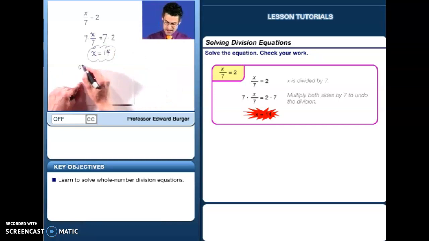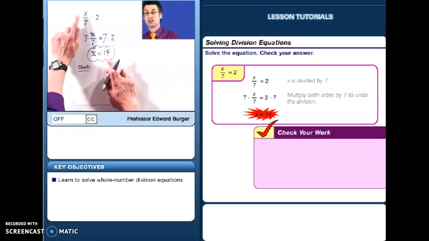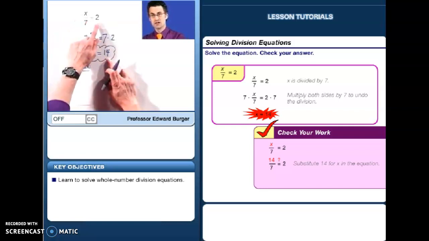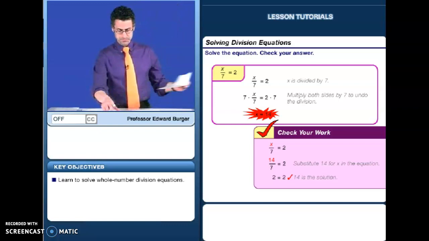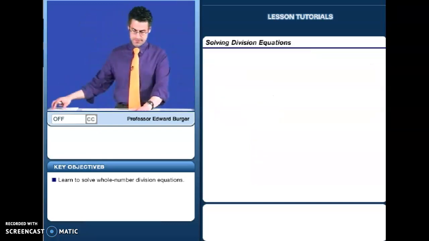Correct? We can actually check it really fast by inserting 14 for x in the original equation and see if it yields an identity, see if it's true. Take 14 and divide it by 7, you sure do get 2, so it checks. Great. All right, let's try another one where we can see this kind of division business happening live.